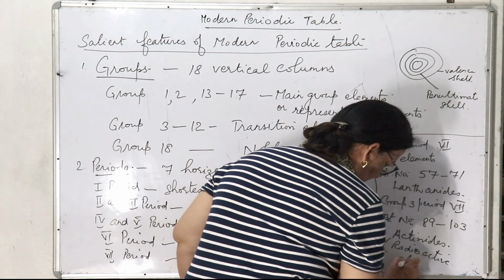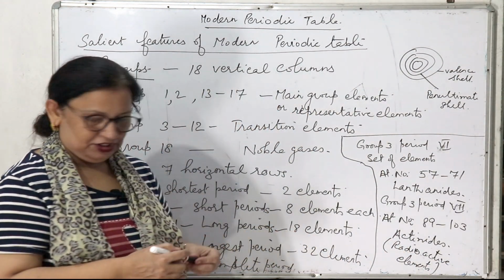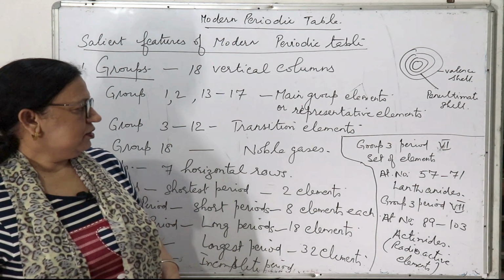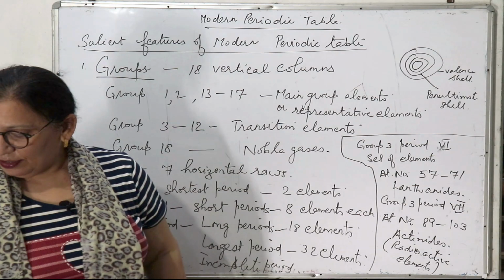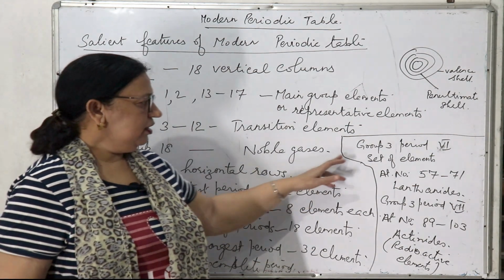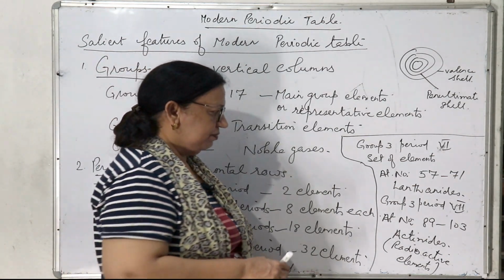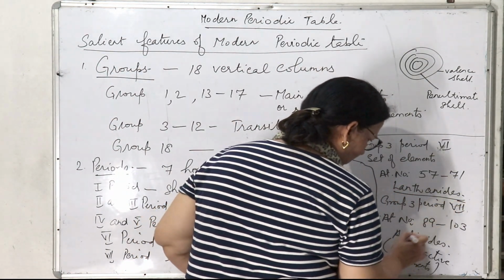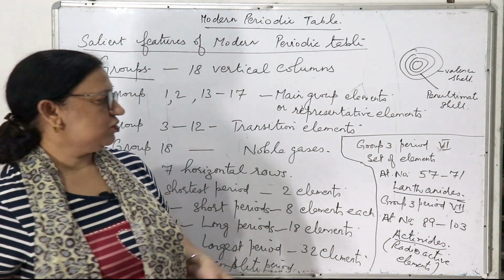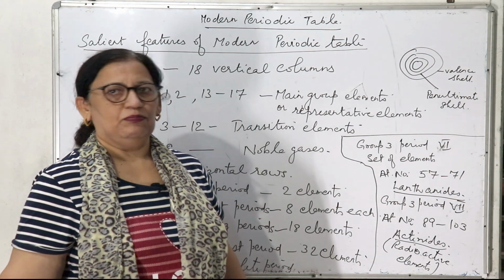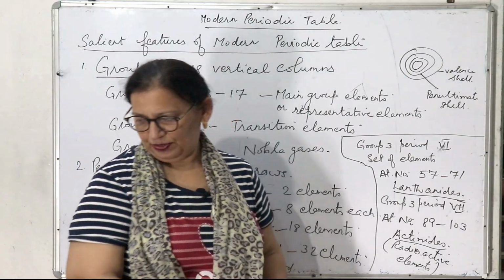Radioactive elements are those which disintegrate. So this is all about the modern periodic table. And next one is, why are these lanthanides and actinides placed at the bottom of the periodic table? Because they are large in number, and if they are placed in the main body of the periodic table, that will distort the shape of the modern periodic table. That is why they are placed at the bottom of the periodic table.